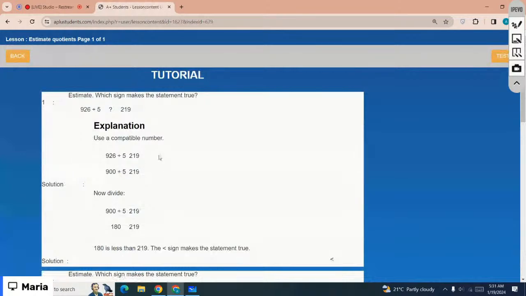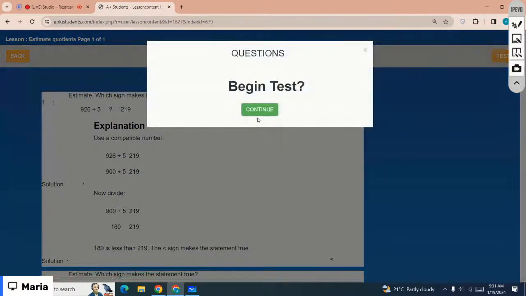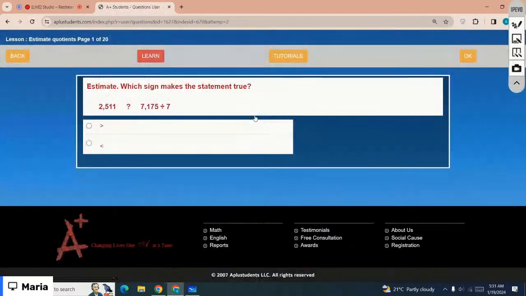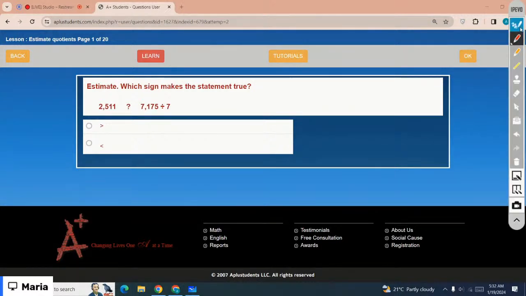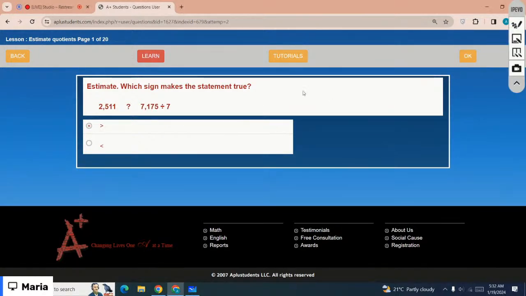So how do we estimate the quotients? You have to start with a test. Estimate, right? You have to estimate 7175 divided by 7, right? So you can simply round off this 7175 to 7,000, right? Then that would be easy for you to find the quotient. Also, you are given to estimate, so why not estimate, right? Like here you have 7,175, estimate it to 7,000, right? 7,000 divided by 7 is 1,000, so that means 2,511 is greater than 1,000, right? That is greater. The correct option is greater.